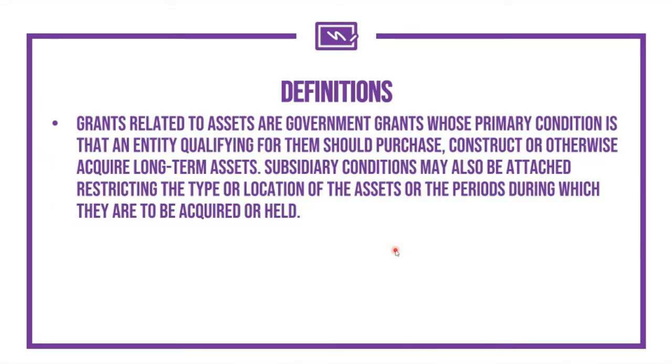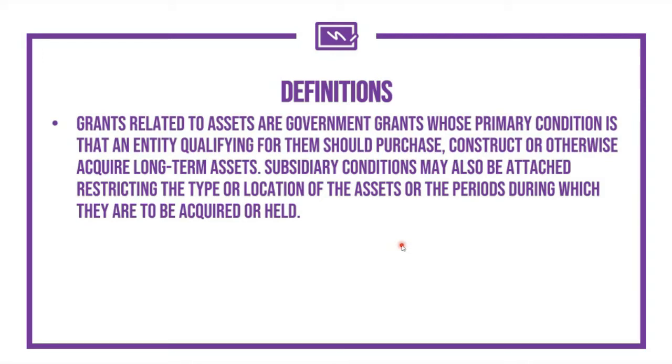Next, we have grants related to assets. Grants related to assets are government grants whose primary condition is that an entity qualifying for them should purchase, construct, or otherwise acquire long-term assets. Subsidiary conditions may also be attached, restricting the type or location of the assets or the periods during which they are to be acquired or held.